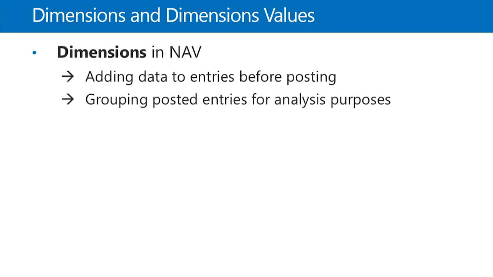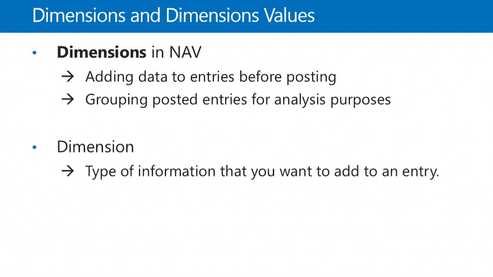features. So dimensions in NAV, like I just said, is basically adding data to entries before posting. And this means that by adding this data, you can group posted entries for analysis purposes. So for example, every sale that I've done in Europe, or every purchase of an expense that we have done for the administration department. You see, so this is typically something that we can use dimensions for.